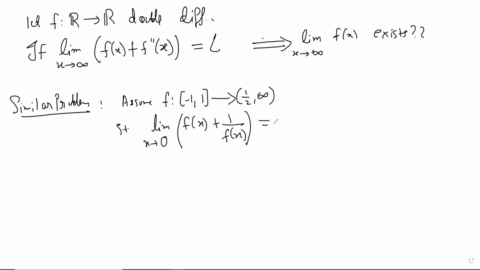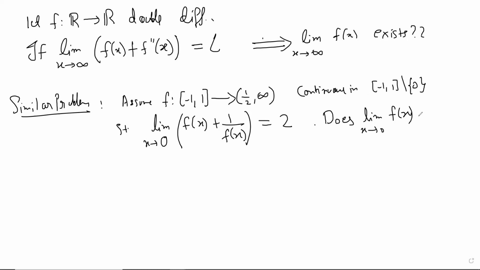So this is 2. And I will just say that it is continuous in... otherwise there's nothing to do, right? If I just say continuous, at 0 we don't know. Other than that, it's continuous. Just that this happens, then does the limit of f(x) exist?